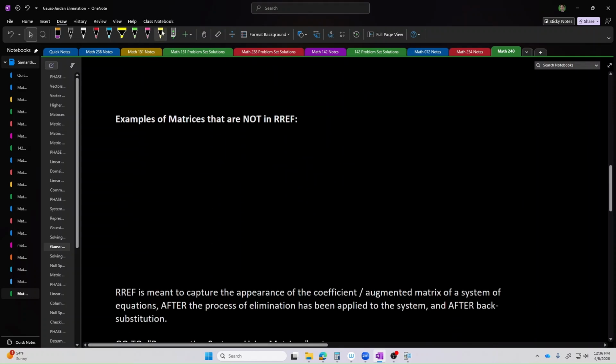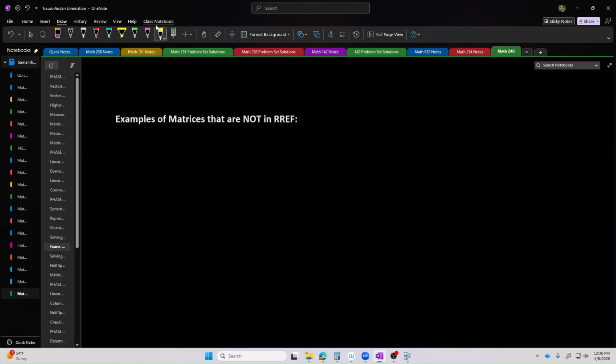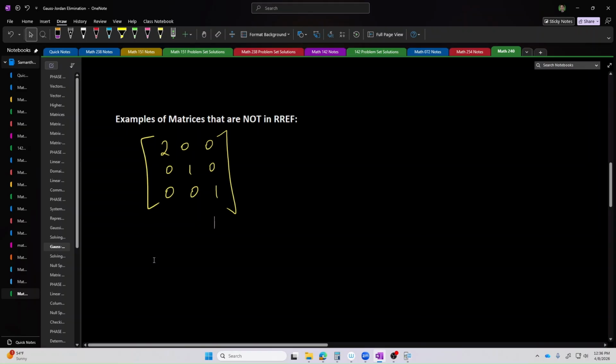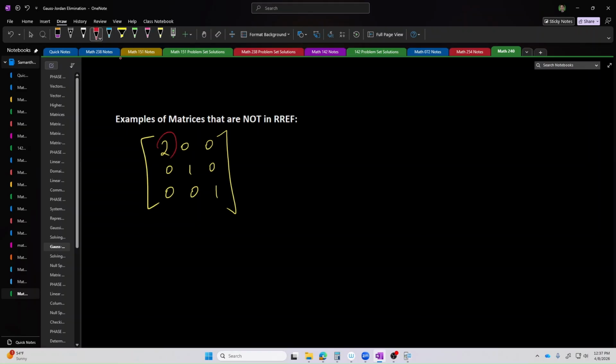Now some examples, some counterexamples, matrices that are not in reduced row echelon form. I could give us, for example, 2, 0, 0, 0, 1, 0, 0, 0, 1. This guy is close, but the issue is that this pivot in the top left corner is not equal to 1 exactly. That's why it's not quite in the right form at the moment. This guy is in row echelon form, but he is not in reduced row echelon form. In reduced row echelon form, all the pivots have to be equal to 1 exactly.